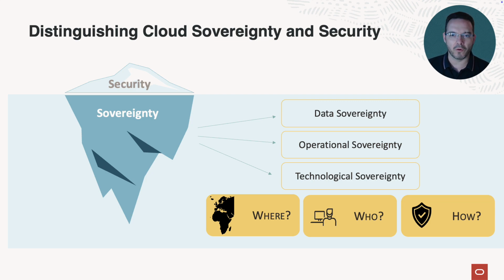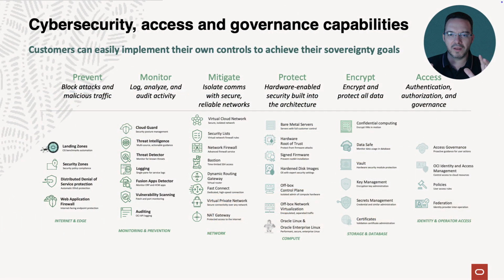This is why we have several realms, as Paola just explained. Depending on your sovereignty requirements, you want to pay close attention to where, who, and how the cloud is operated from. That's going to help you determine what kind of technological sovereignty, operational sovereignty, and data sovereignty you can achieve through the combination of the realm you're choosing and the sovereign landing zone controls you're implementing.